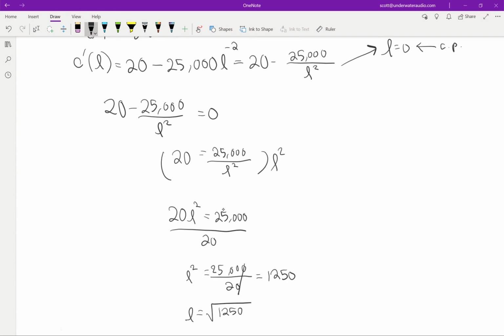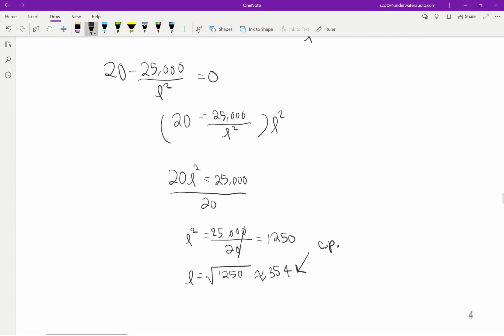The square root of 1,250, which I'll do in a calculator. That is roughly 35.4. Okay, so this is a critical point that's a little bit more reasonable, but I do want to check to make sure that that is actually a minimum, because what if I was actually maximizing? That would be bad. You know, I don't want to maximize cost, I want the minimum cost possible.